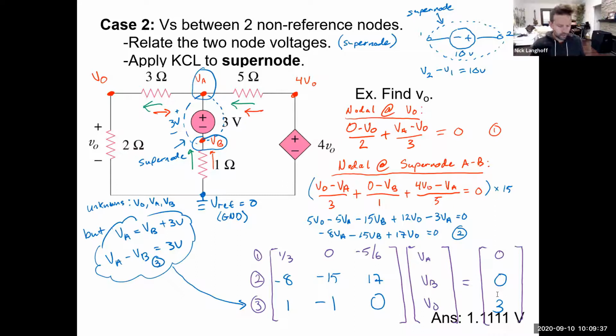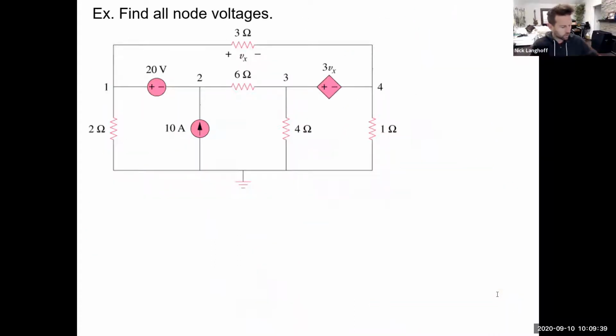Okay, let's do a more challenging problem. Let's do another example. Let's find all the node voltages at V1, V2, V3, and V4. Okay, so let's first identify all of our unknowns.